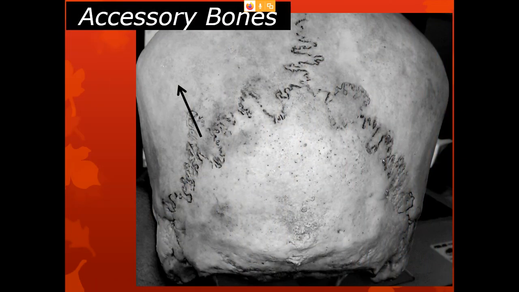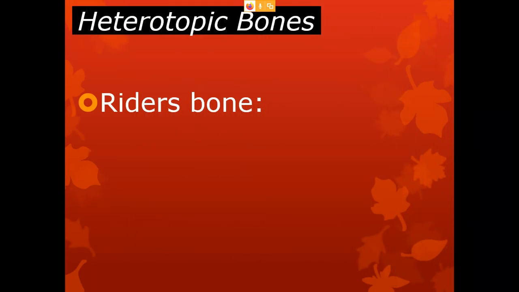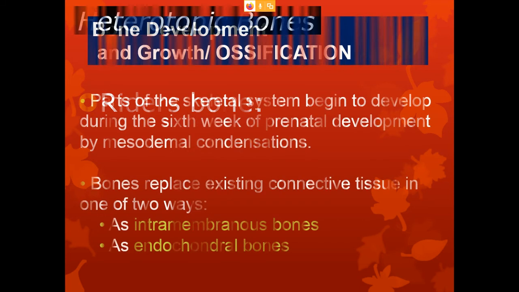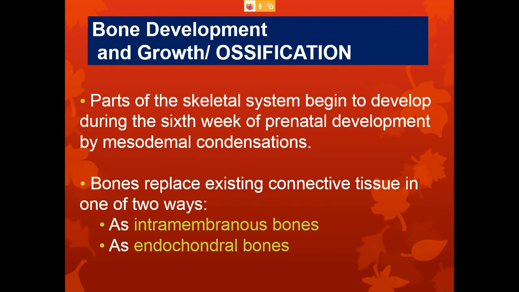Then accessory bones. In some skulls, we can identify small bones which are present between the sutures. They are called accessory bones. These accessory bones are not present in all skulls; they are occasionally present. Then heterotopic bones: the rider's bone. In horse riders, this bone may develop. So that is the rider's bone.